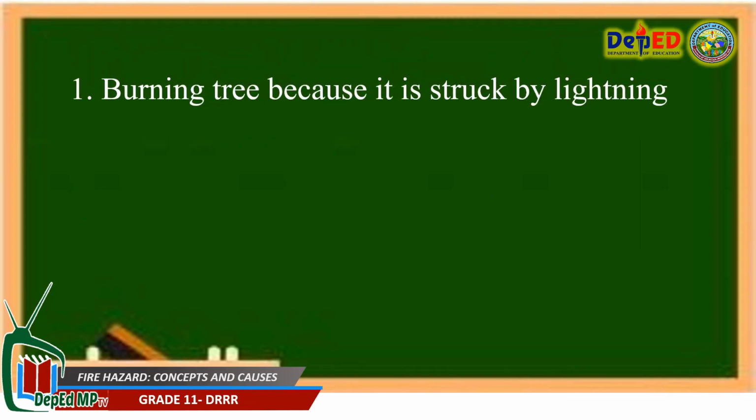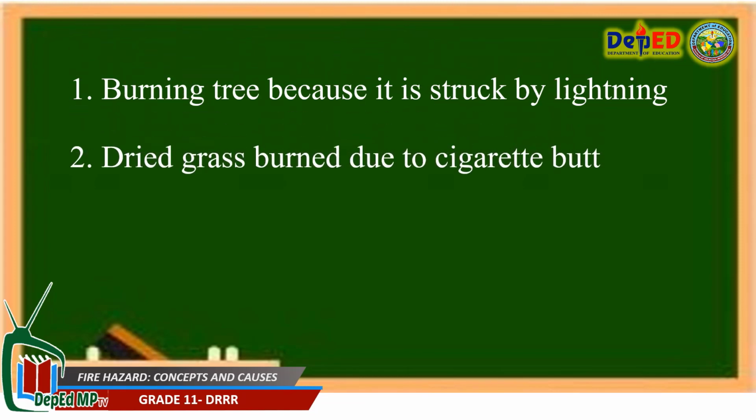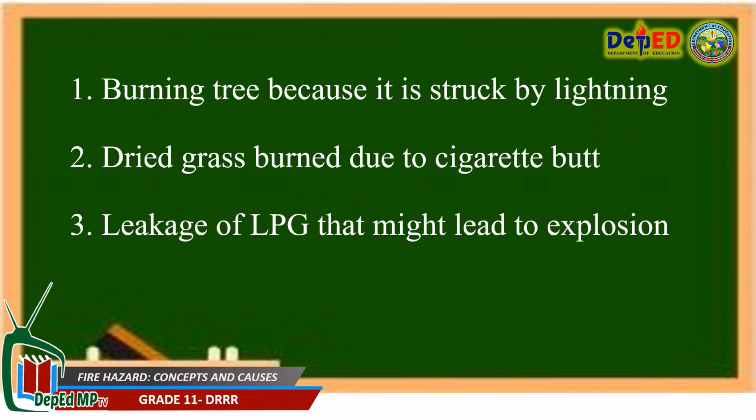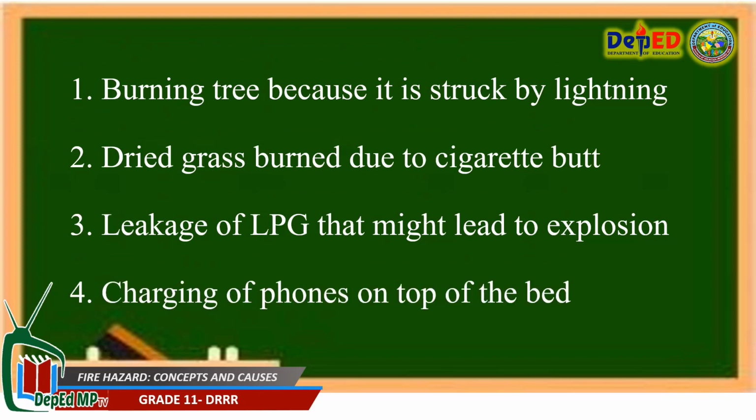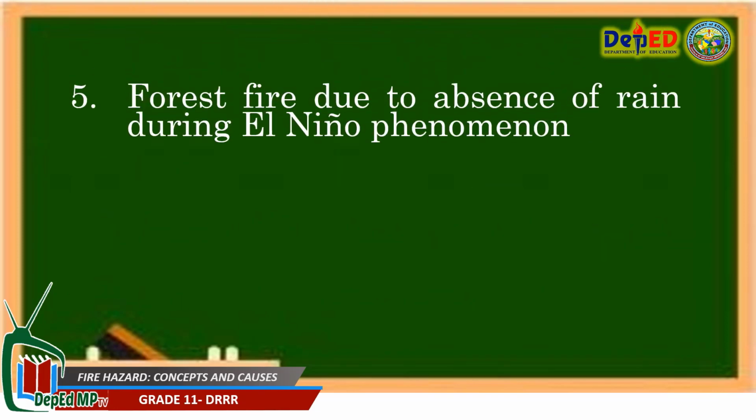Number 1. Burning tree because it is struck by lightning. Number 2. Dried grass burned due to cigarette butt. Number 3. Leakage of LPG that might lead to explosion. Number 4. Charging of phones on top of the bed. Number 5. Forest fire due to absence of rain during El Niño phenomenon.